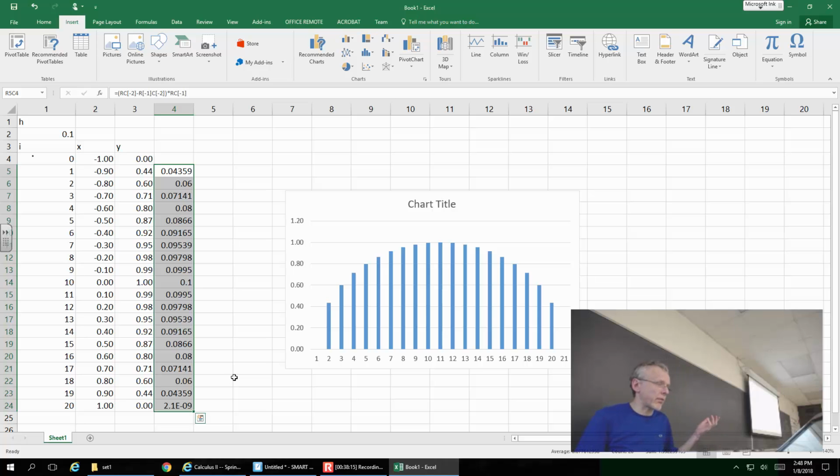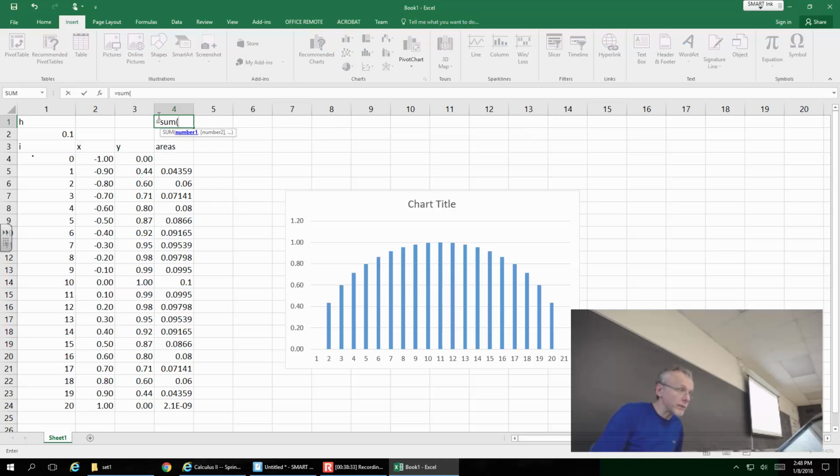So these are the areas of rectangles, and what remains is to add them together. These 20 numbers will have to be added together, so I'll put it here somewhere, equal to the sum of these. What should the number be roughly? 3.14. Almost. We are getting only half of the circle, so half of that.